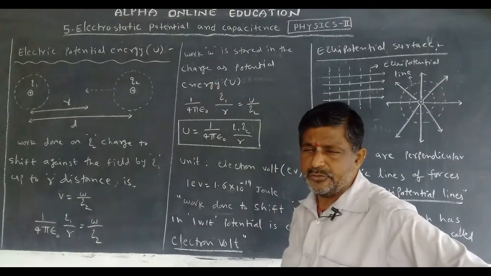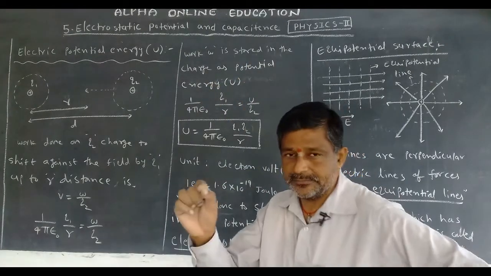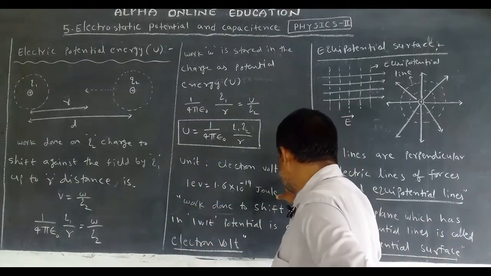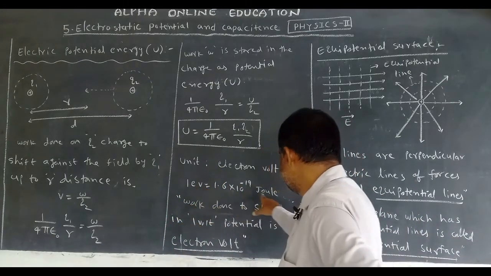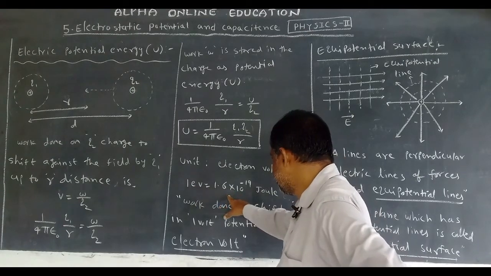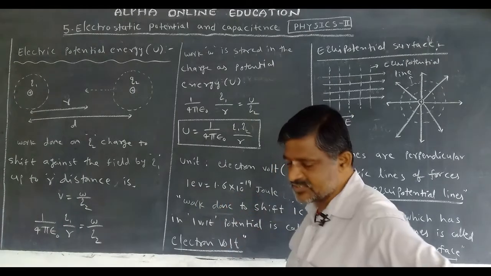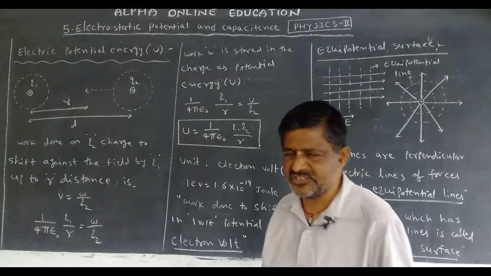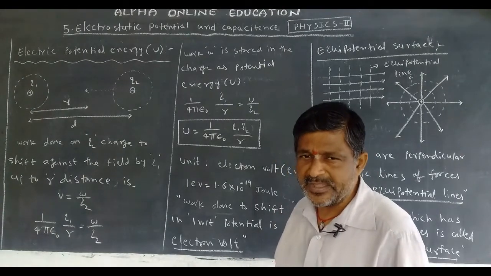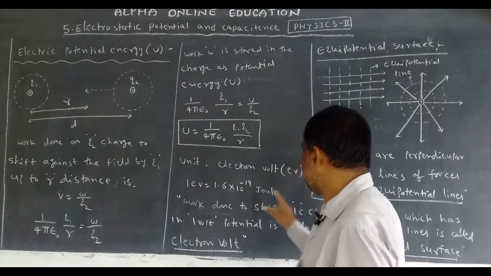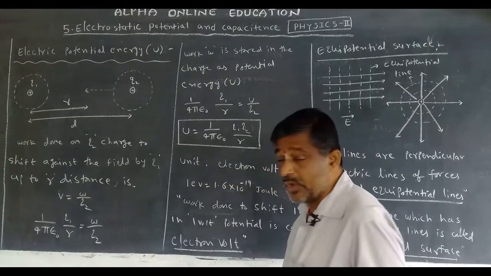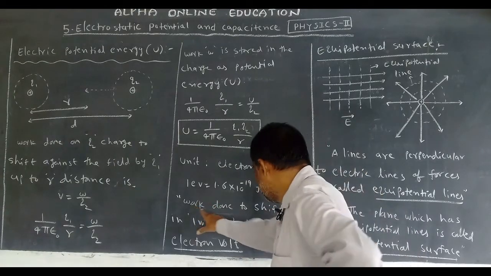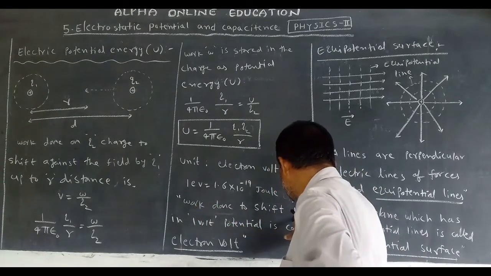We know the unit for potential energy is joule. But here, instead of joule, what are we taking? Electron volt. So 1 electron volt is equal to how many joules? 1.6 into 10 to the power of minus 19 joules. And electron volt also has a definition. How can we define it? Work done to shift 1 coulomb charge.